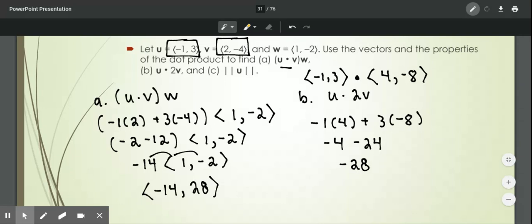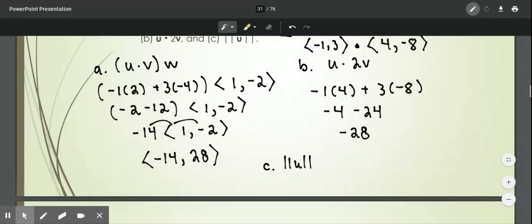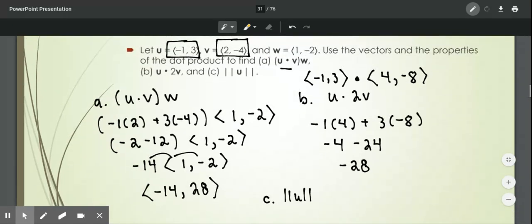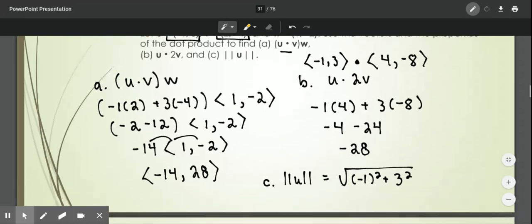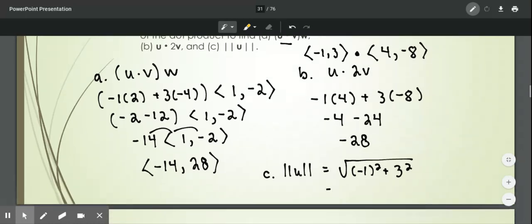And then part C, we need to find the magnitude of u. So this doesn't involve the dot product, but it's thinking back to that last section. If the components of u are negative 1, 3, it's just that reminder that your magnitude is negative 1 squared plus 3 squared, which would give us the square root of 1 plus 9, or the square root of 10.